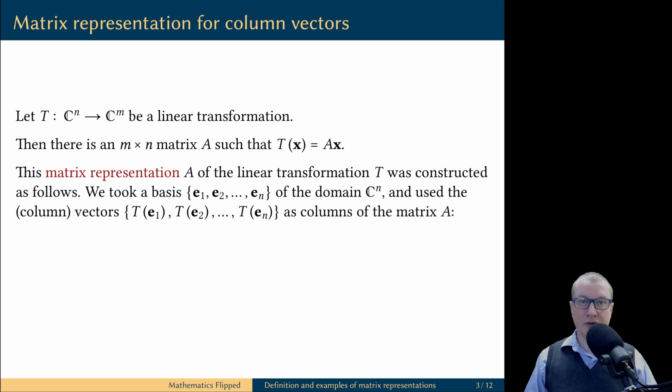We took a basis of the domain, which consisted of standard unit vectors. Then we applied this linear transformation to each of those vectors, and we used those values, which were column vectors in the codomain, as columns in the matrix A. So we defined this matrix representation column by column, where each column is a value of the linear transformation T on one of the standard unit vectors.